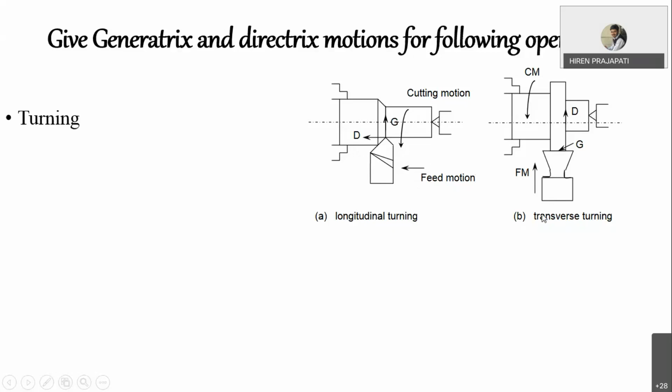Similarly on the lathe machine, if you are doing transverse turning, then here you can see again the rotation of the workpiece is called a generatrix, because due to the rotation, the workpiece moves against the single point cutting tool and the single point cutting tool removes material, right?